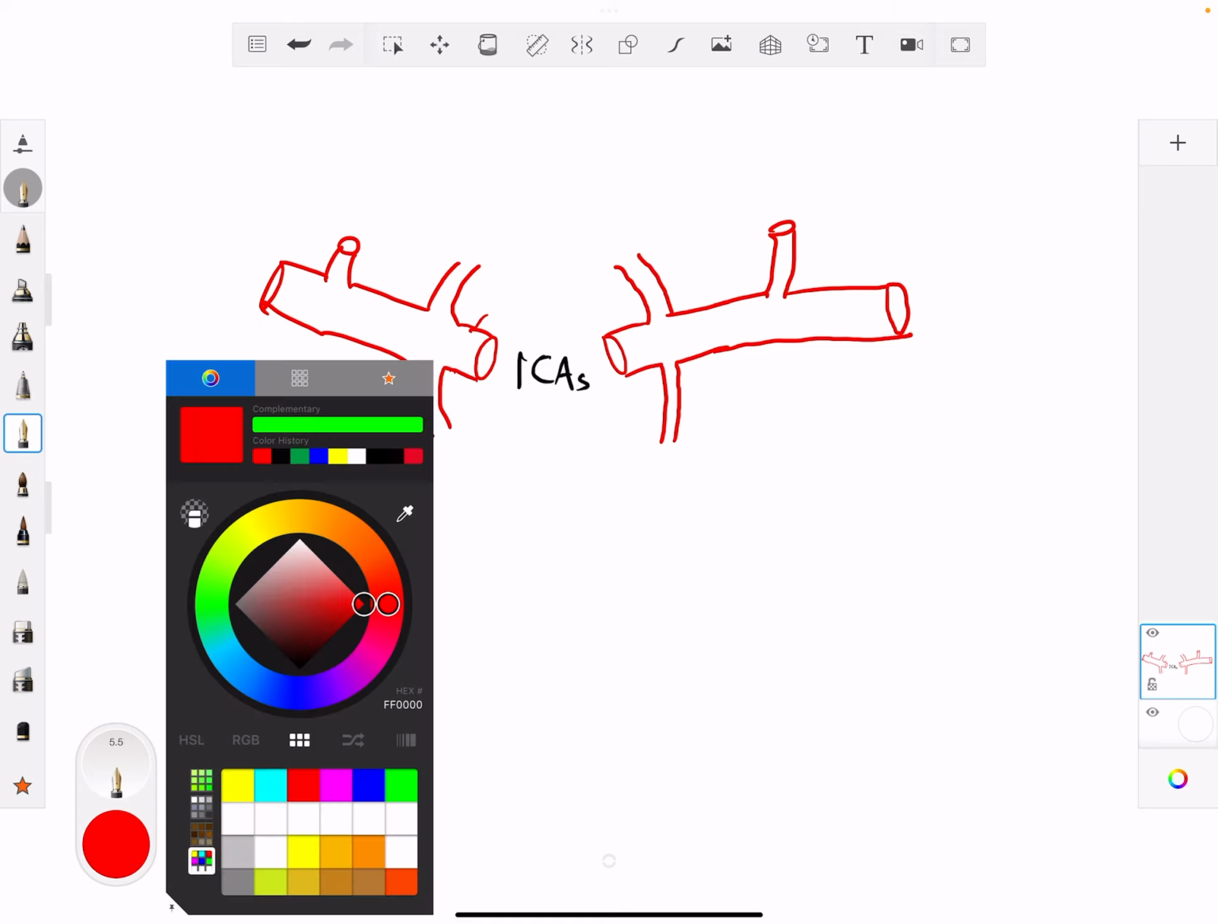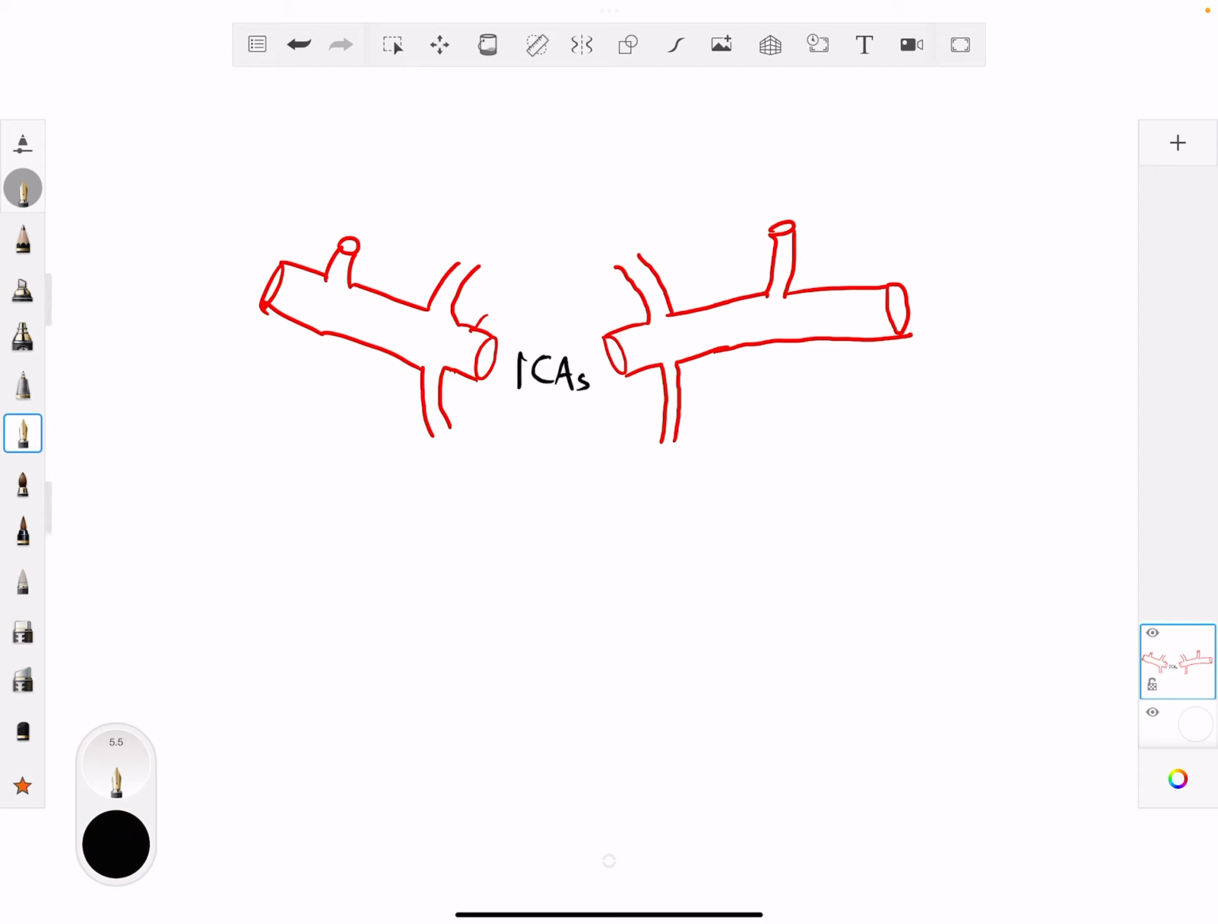All righty. So let's label a few things. So we got our middle cerebral artery here. Same thing on both sides. We got the anterior cerebral arteries here and the posterior communicating arteries over here.